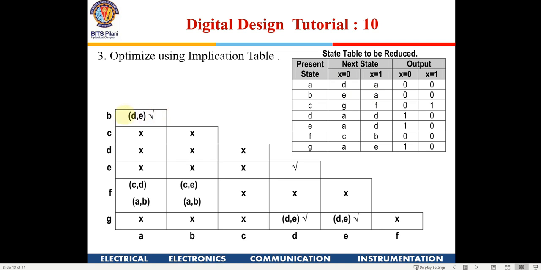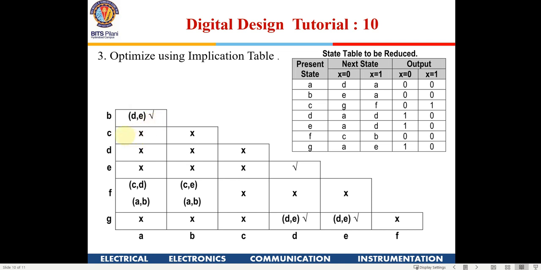So we write D and E, that means if D and E are going to be equivalent, then we can club A and B. Okay, so this is a conditional statement that we put a tick here and we impose a condition that if D and E are equal. Is this thing clear to you? Then I move forward. Once one cell is absolutely clear, then the rest of the things will become very clear. Is it okay with all of you?